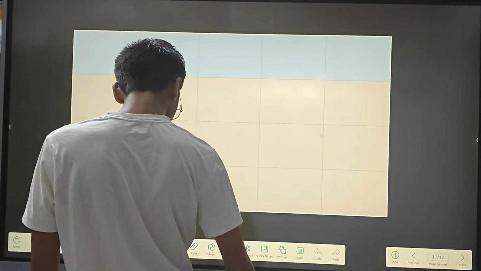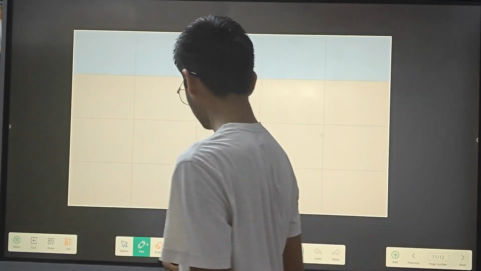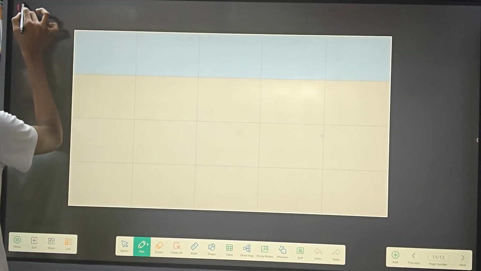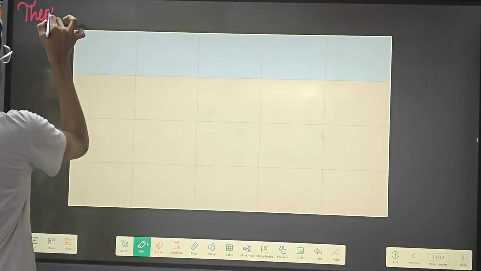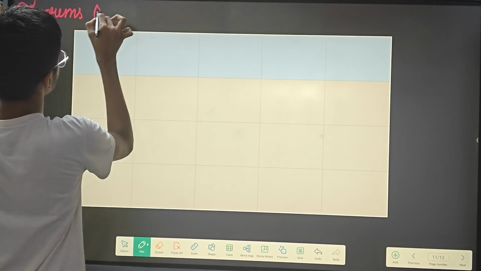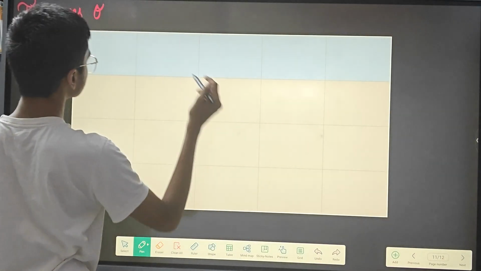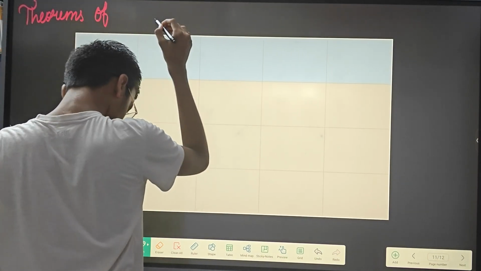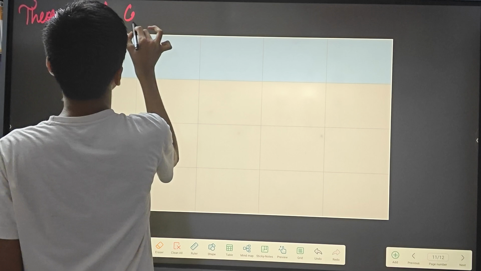Okay, so now we are going to see theorems of continuity. Theorems of continuity only.